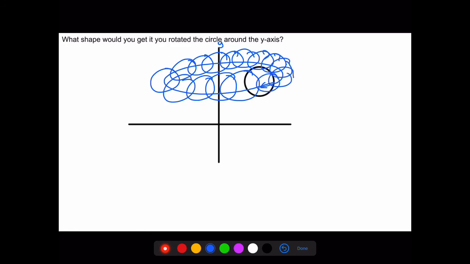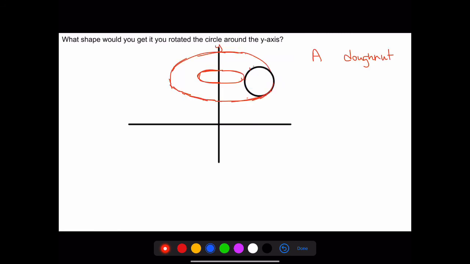Now, what shape would this create for us? Well, if you think about it, this is connecting at every single point. This would create a nice donut for us. So this has a donut shape. So it does matter where we're rotating this around. We're rotating around the y-axis, and this object is not on the y-axis. So there's the space that's created right in the center here.